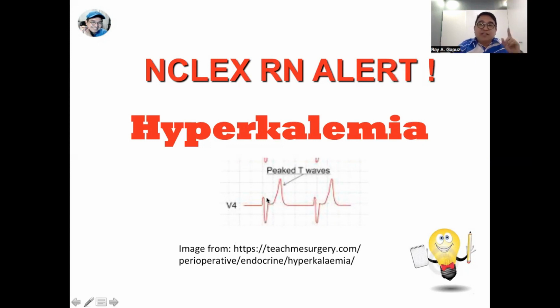And then the distance from the P to the R interval should only be a maximum of 1 large square or 3 to 5 small squares. However, for this patient, you have more than 1 large square or more than 5 small squares because you have 5 small squares in 1 large square on your ECG paper. So this simply means that there is a prolonged PR interval. So the three things, tall peak T wave, widened QRS, and prolonged PR interval, these three things define hyperkalemia, okay?